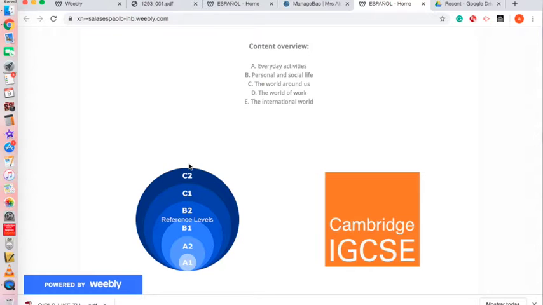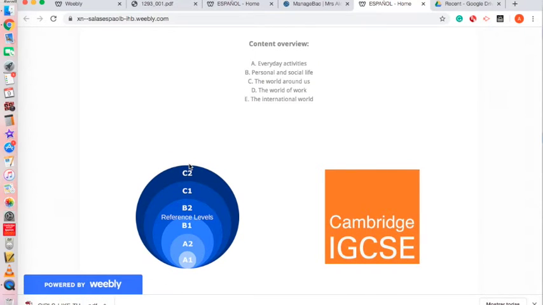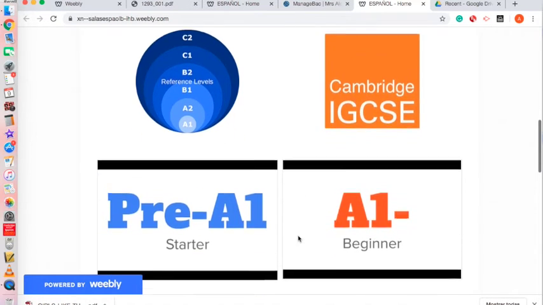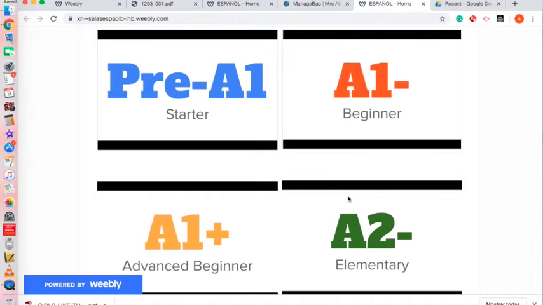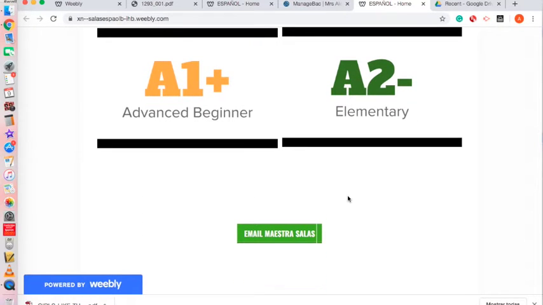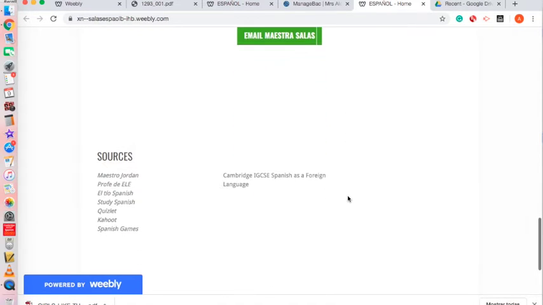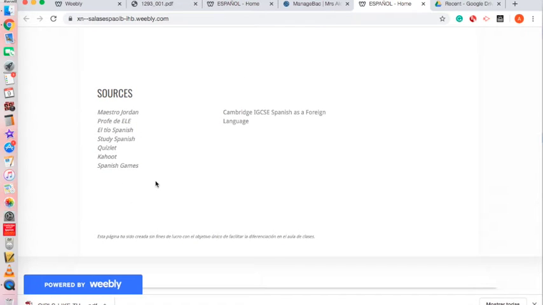Something very important is that a second language class is based on the reference levels offered by the Common European Framework, the CEFR. We're going to talk about that a little bit later. You also need to understand that the framework for this class is the Cambridge IGCSE. This website is divided as pre-A1, A1, A1 plus, A2 minus, according to your proficiency. You're going to have a diagnostic exam at the beginning of the year that is going to place you in a different group, and that way I'm going to be able to differentiate levels. My sources for my website are here, and you can access them directly.